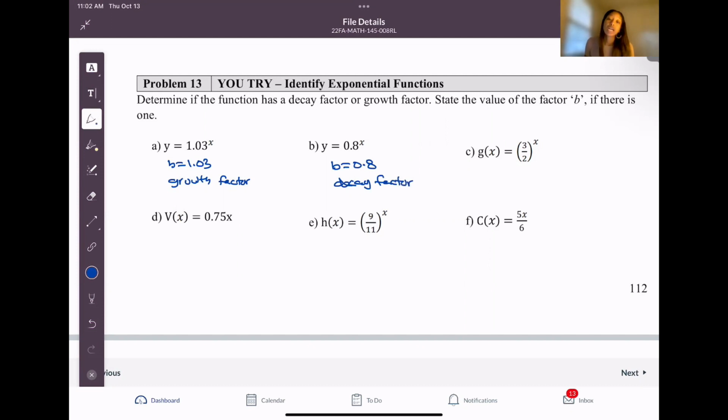For G, or part C, g of x equals 3/2 to the x power. Our base is the fraction 3/2. This fraction is 1.5, so that's bigger than 1. This would be a growth factor.